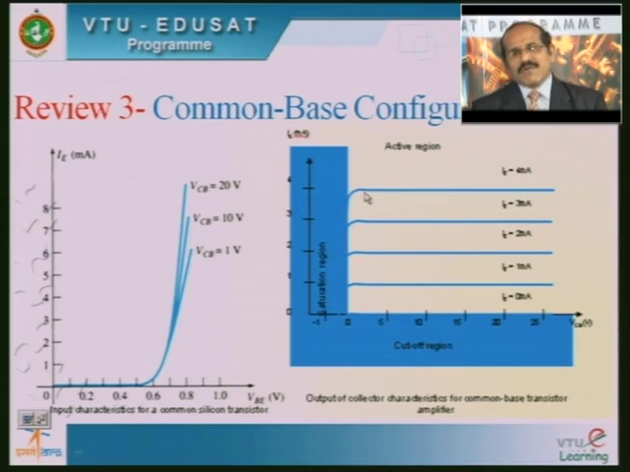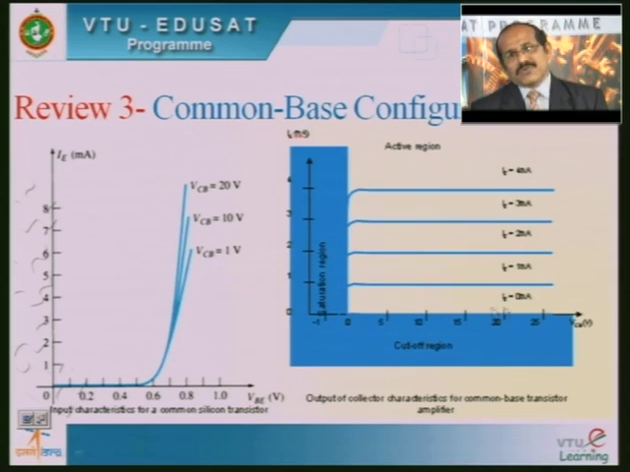Therefore, you get a flat curve in the active region, and because of this flat nature of the curve, the active region is preferred for amplification purposes. Why is it preferred? Because we have a flat curve, that is, a linear region. The second point is that there is an equal distance between these two curves, and that is very much required for faithful amplification.